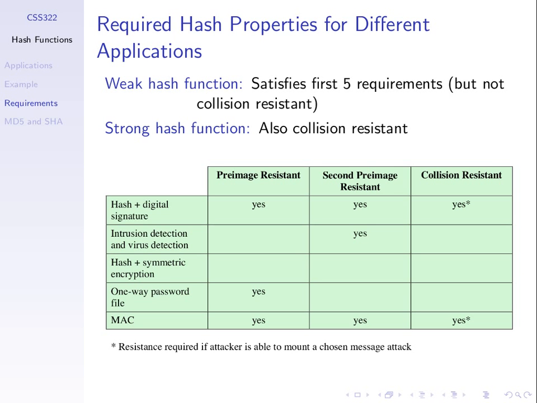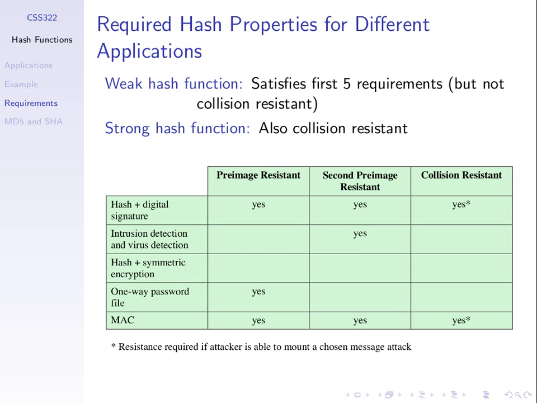So for a digital signature, weak collision resistance is necessary because it should be hard for the attacker to find another message which gives the same hash value as the sent message. And the note says down here, we also like the strong collision resistance property if it's possible for the attacker to choose the original message.